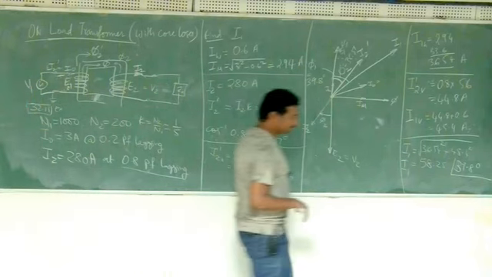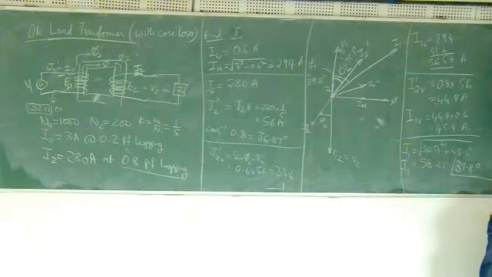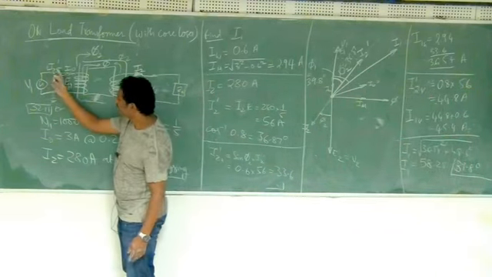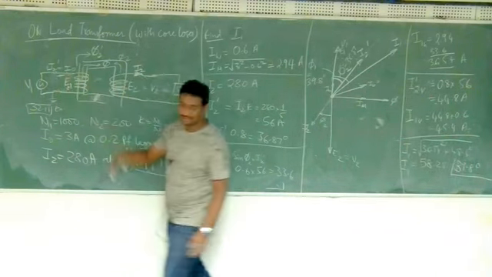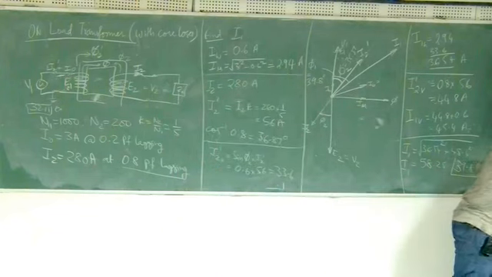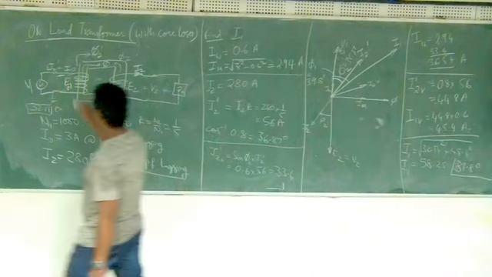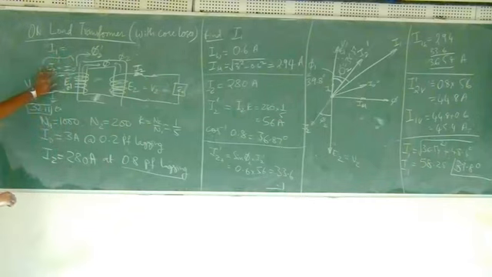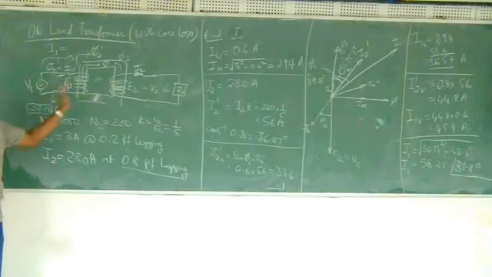So I think the whole point of this is to just explain this component. I2 dash plus I0 is nothing but I1. So I'll write I1 equal to I2 dash plus I0. I0 you know how it has come, I2 dash you know how it has come from the secondary side.